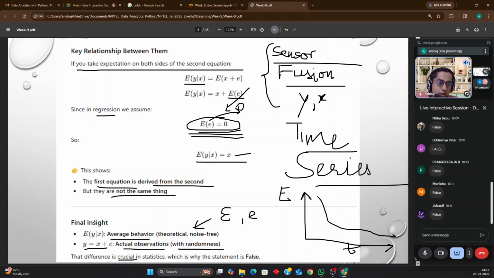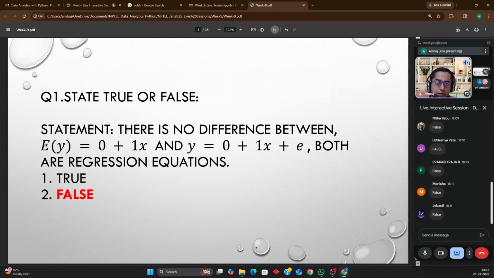There exists a crucial difference between those two particular terms when it comes to statistical analysis. Hence, this particular statement will be taken as false. Okay. So this particular term will be false only.